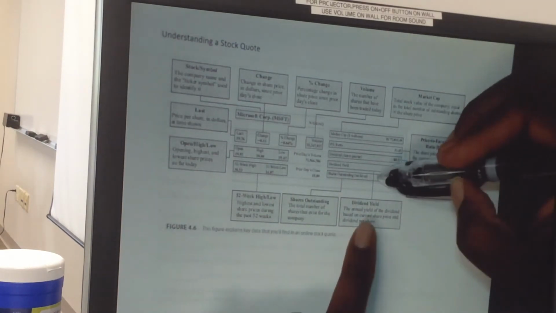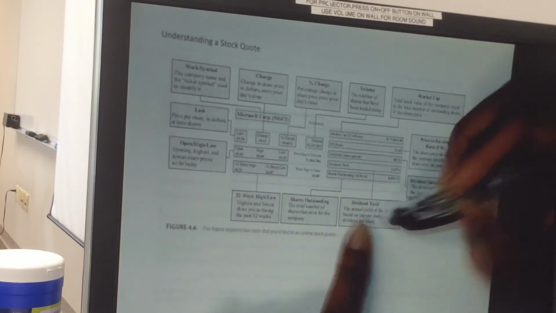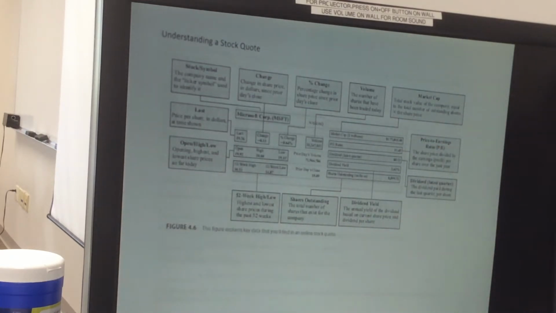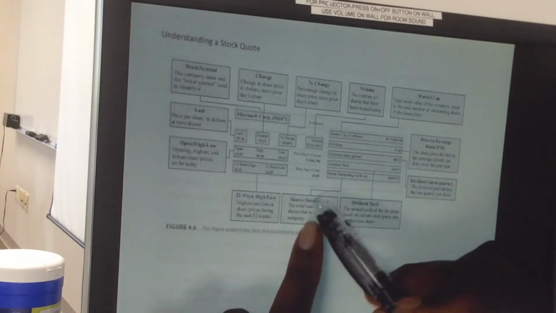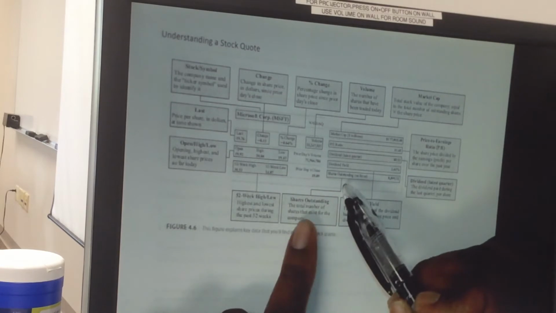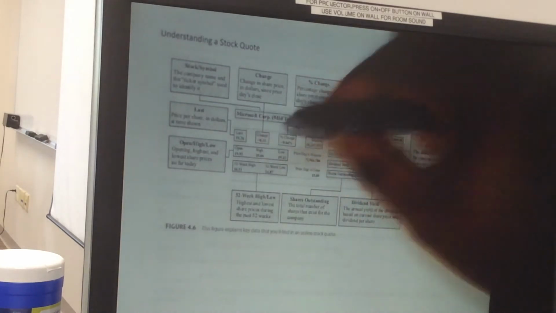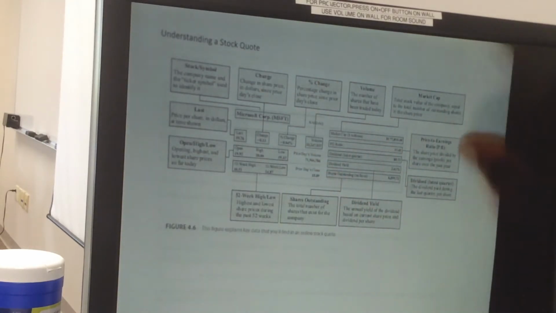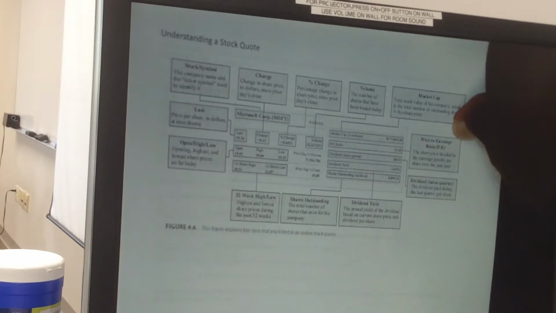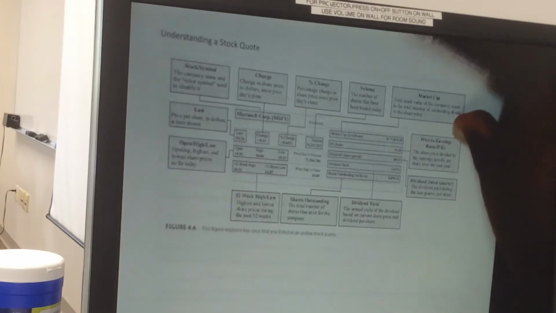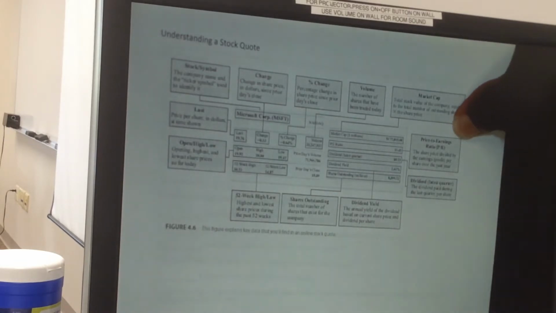And then you have your dividend yield. That's the annual yield of the dividend based on the current share price and dividend per share. And we have shares outstanding. That's the total number of shares that exist for that company. So this is what a stock quote looks like, and what the bits and pieces are in that particular stock quote.